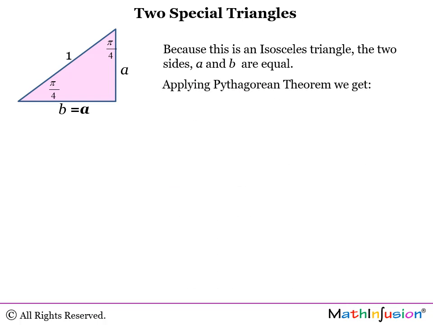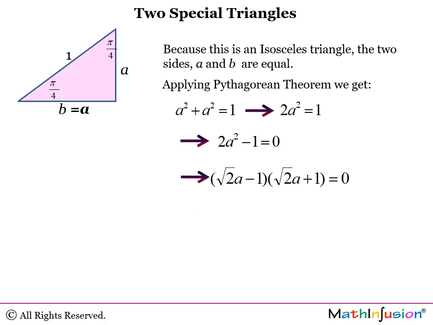Let's apply Pythagorean theorem. a to the power of 2 plus a to the power of 2 equals 1. 2a to the power of 2 equals 1. 2a to the power of 2 minus 1 equals 0. Write this as product of terms and we get that a algebraically can be plus minus 1 over square root of 2. But as you can see, this is the length of the side of the triangle, so it has to be positive. So I can conclude that a equals 1 over square root of 2.